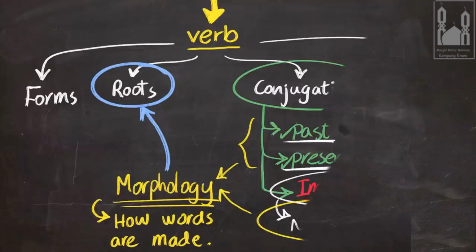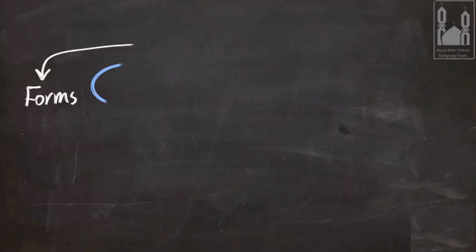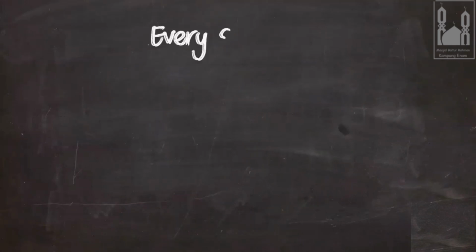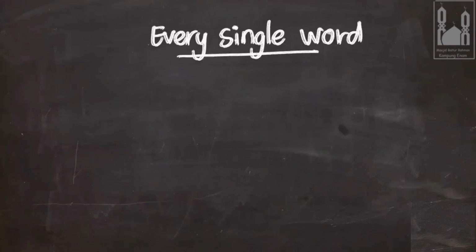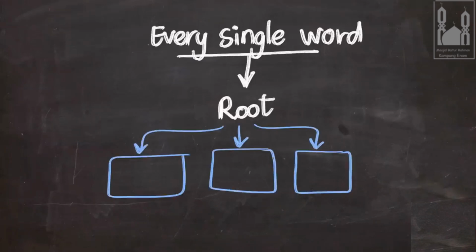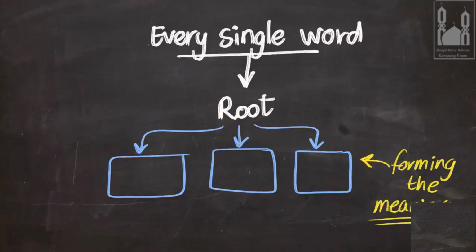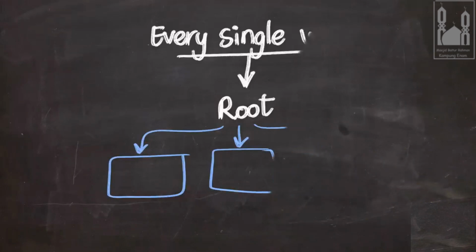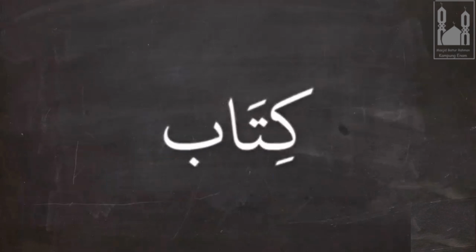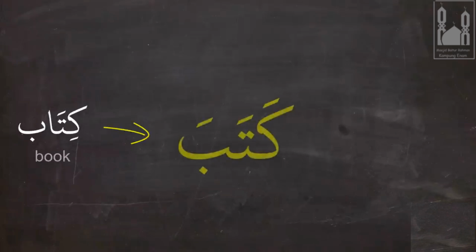So let's get started. In Arabic, every single word, including verbs, nouns, basically everything, is formed from a 3-letter root. This root plays a major role in the formation of the meaning of the word. So for example, the root of the word kitab, which means a book, is kataba, which, if you translate it, would mean to write.